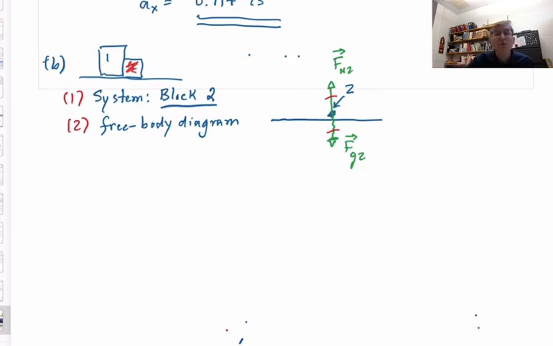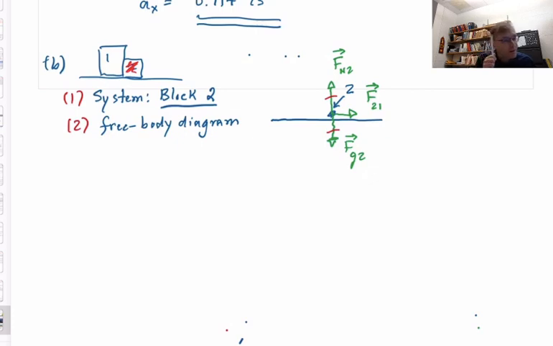Now, there's one more force, and it's an important one, and it's horizontal. It's the force on 2 from the push from 1. And it's got to be to the right, yes? Block 1 is pushing block 2 to the right. So draw it with its tail anchored on 2 and pointing to the right. And I'm going to label it like this. It's the force on 2 due to 1. Okay? Remember, there's no friction, so there's nothing else.